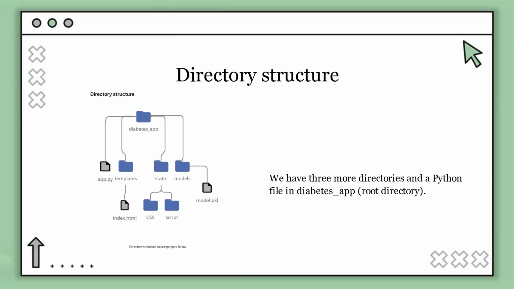I have named my root directory diabetes_app, but you can name yours whatever you want. We have 3 more directories and a Python file in diabetes_app, the root directory. The models directory will contain our trained model. The static directory has 2 more directories. CSS will have all the style sheets saved, and script will have JavaScript files, if any. Lastly, the template folder will have HTML files saved, and app.py is our Python file that has the backend, Flask, code. Now that we have an organized file structure, let's get started.